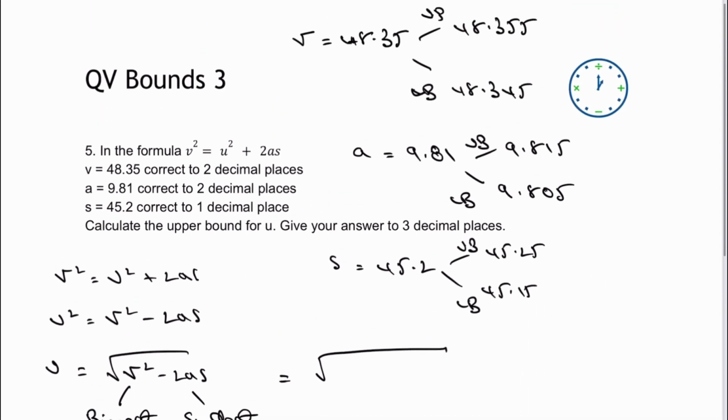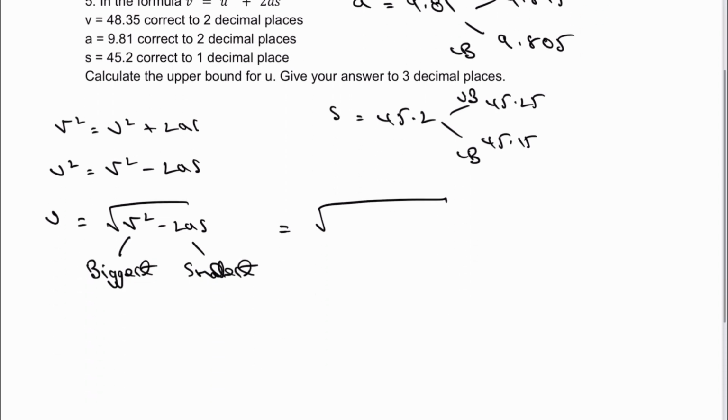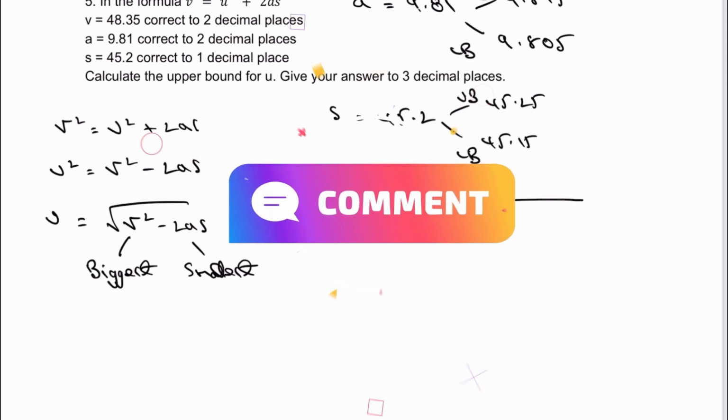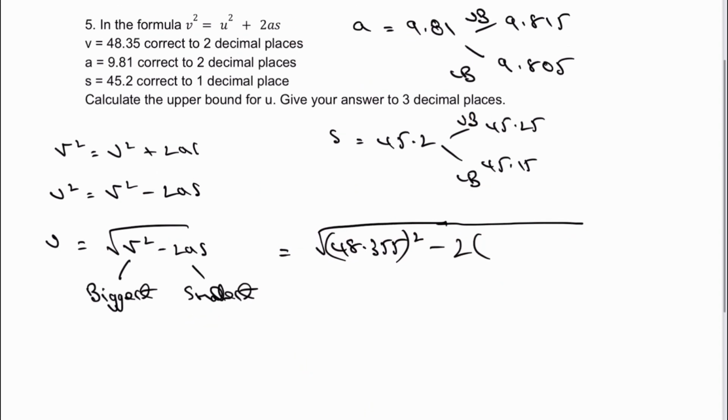Okay, so therefore that's going to be the square root of the largest value of v, which is right at the very top here, 48.355, and I can put that in as 48.355. I'm going to put that in brackets and I'm also going to square it. I'm going to take away then the value of a. Well, my lower bound value of a is going to be this one here, which is 9.805, and then that's multiplied by my lower bound value of s, which is 45.15.